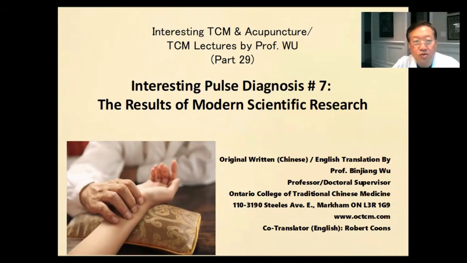Interesting TCM and Acupuncture, Part 29. Interesting Pulse Diagnosis, number 7. The results of modern scientific research.